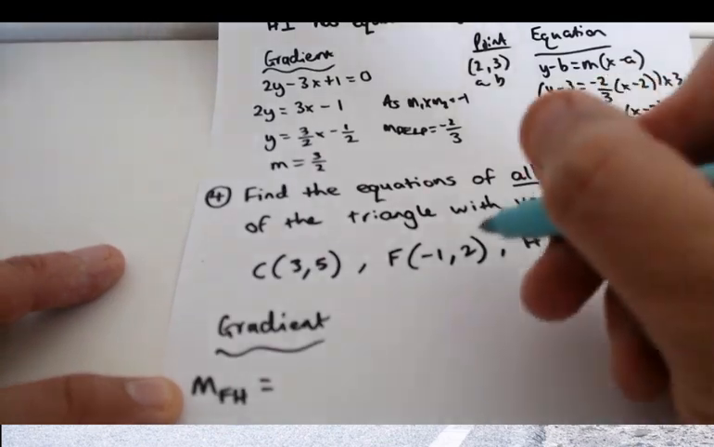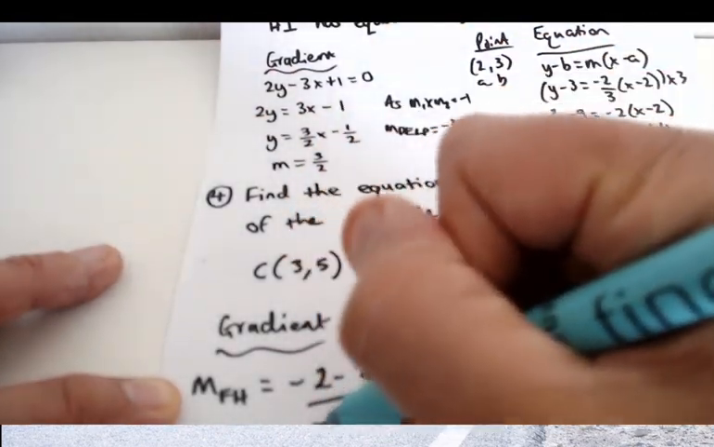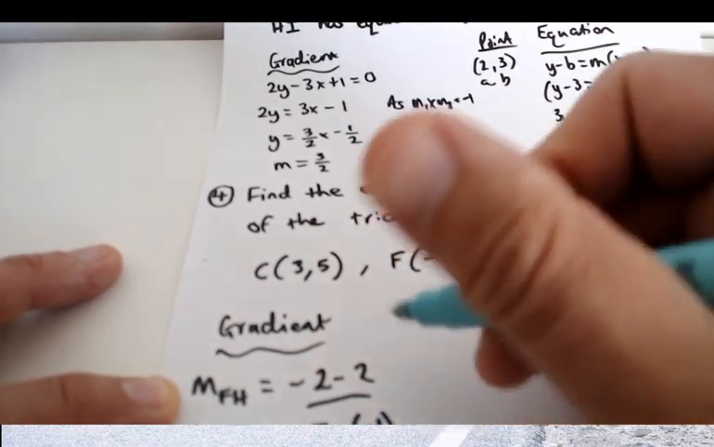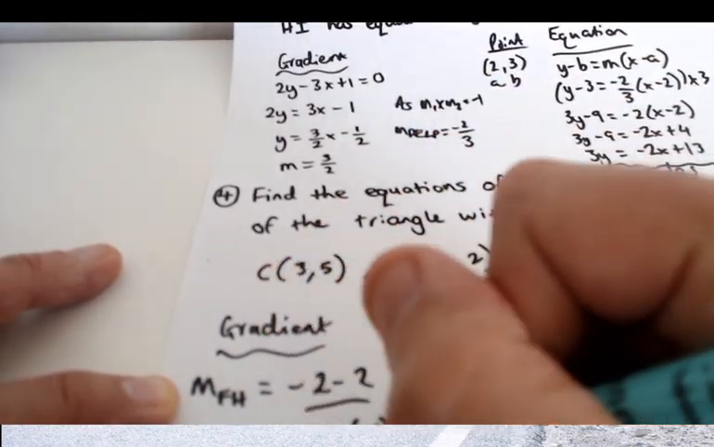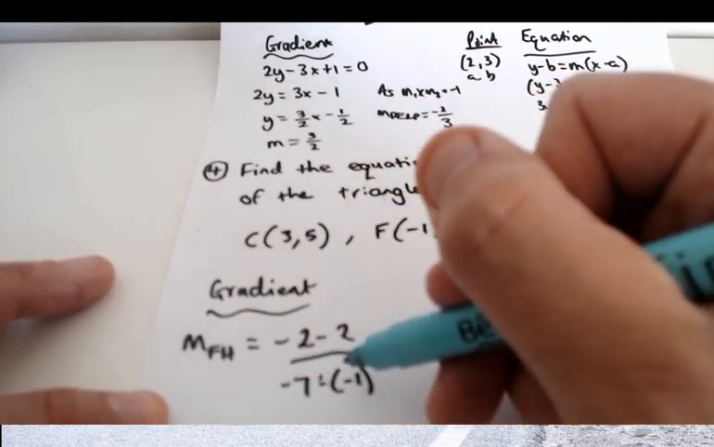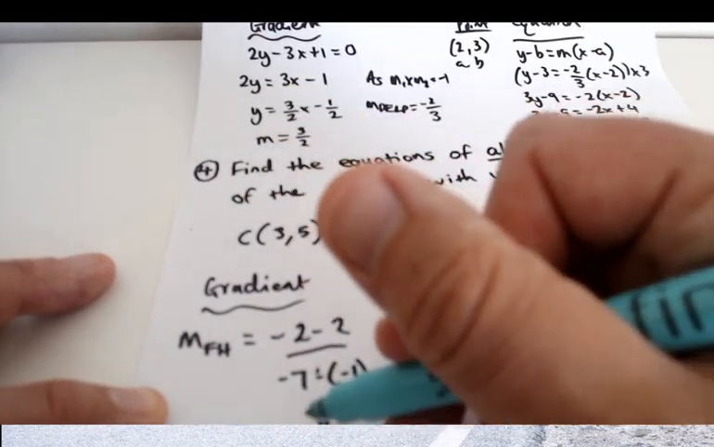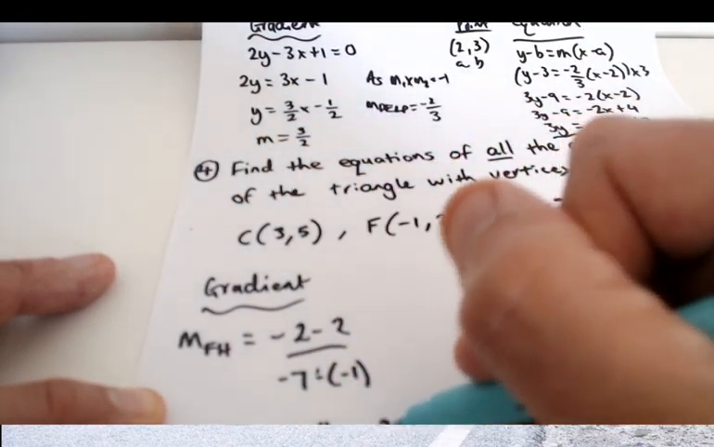That's going to be minus 2 take away 2, minus 7 take away negative 1, which is going to give me minus 4 over, be careful, minus 7 take away negative 1 is minus 7 add 1, which takes you back towards the 0, it's minus 6. Negatives will cancel, 4/6 becomes 2/3.